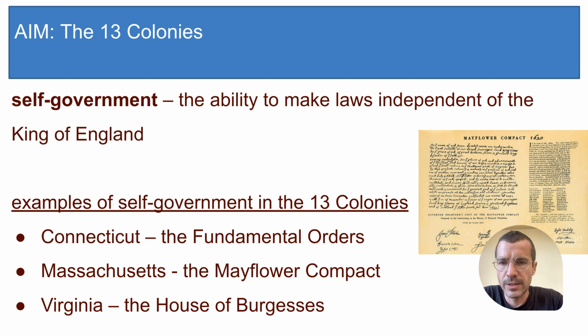In two of the 13 colonies, Connecticut and Massachusetts, colonists drafted their own constitutions, laying out their own ideas of how their colony would be governed. In Connecticut, this constitution was called the Fundamental Orders, and in Massachusetts, the constitution was called the Mayflower Compact. And in a third colony, the Virginia colony, male colonists who owned property could vote for a group of lawmakers called the House of Burgesses, which was similar to today's Congress.